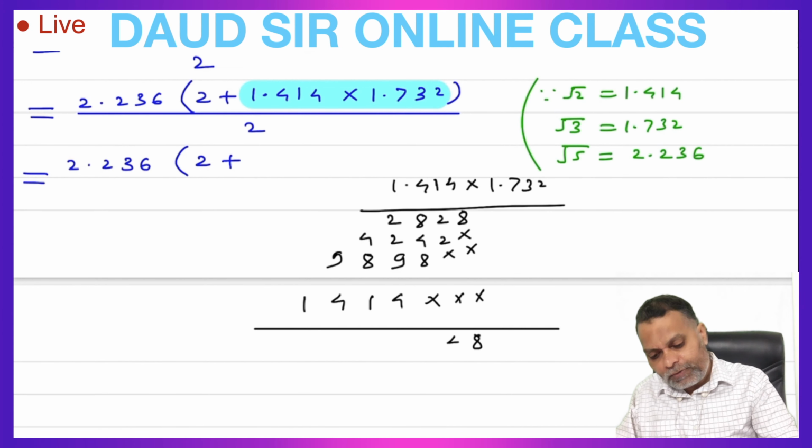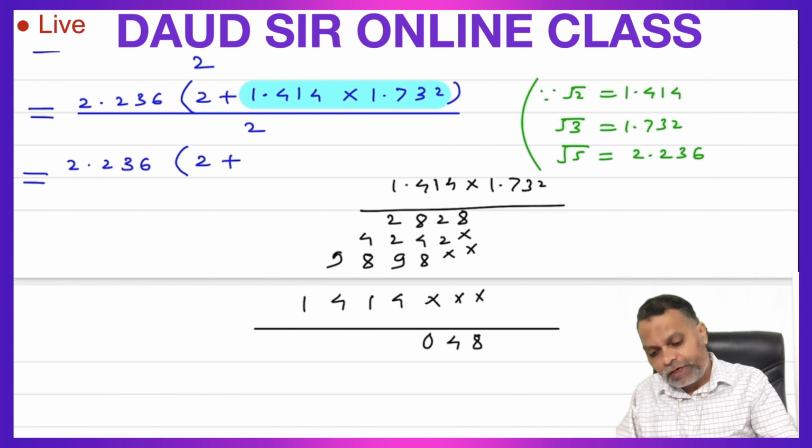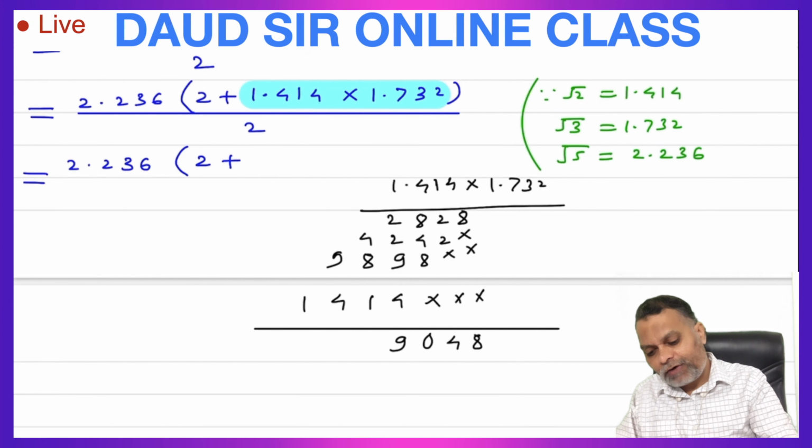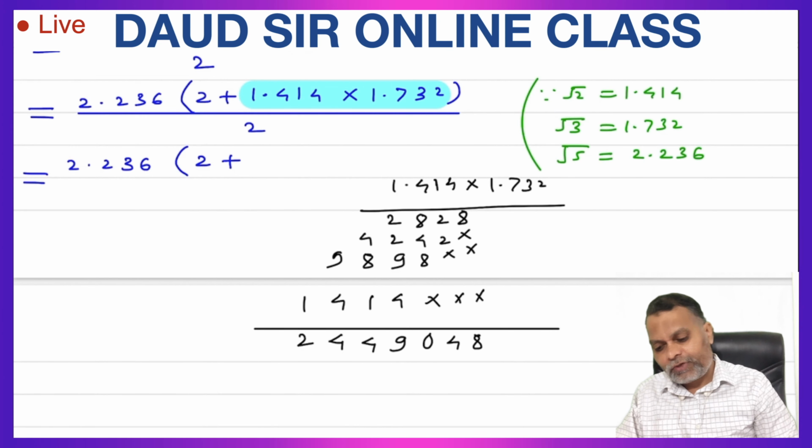8, 2 plus 2 4, 8 plus 4 12, 12 plus 8 20, 0 carry over 2, 2 plus 2 4, 4 plus 2 6, 6 plus 9 15, 15 plus 4 19 carry over 1, 1 plus 4 5, 5 plus 8 13, 13 1 14, 4 carry over 1, 9 1 10, 10 plus 4 14, 4 carry over 1, 1 plus 1 2.